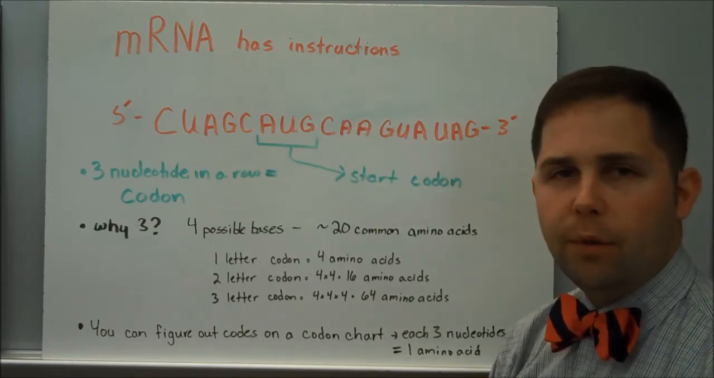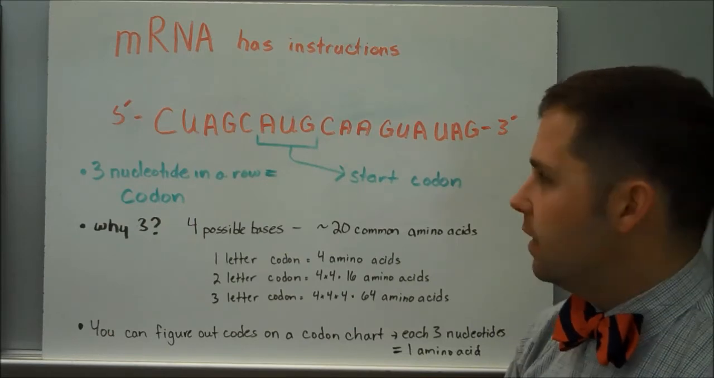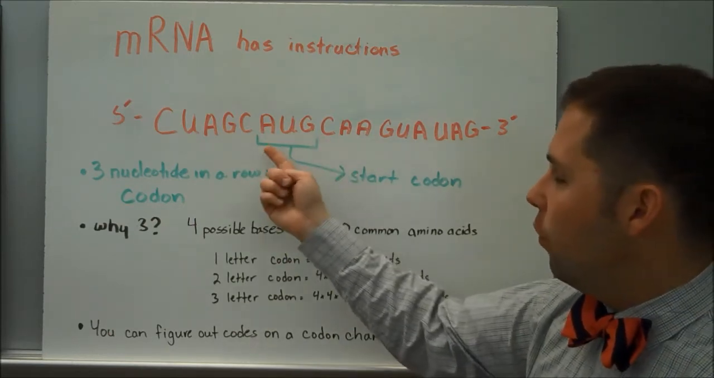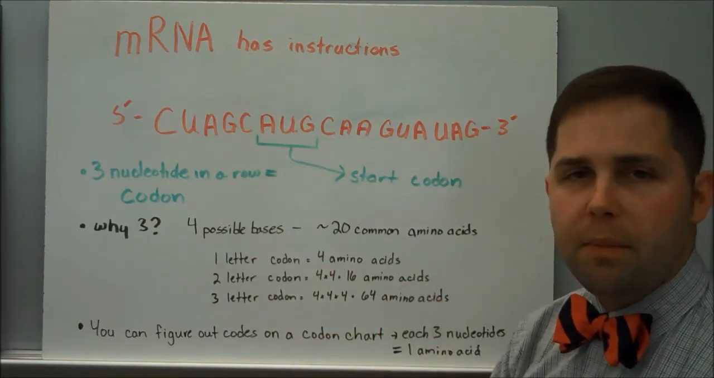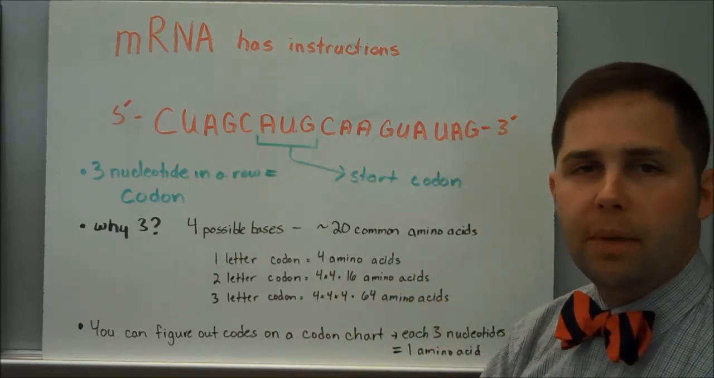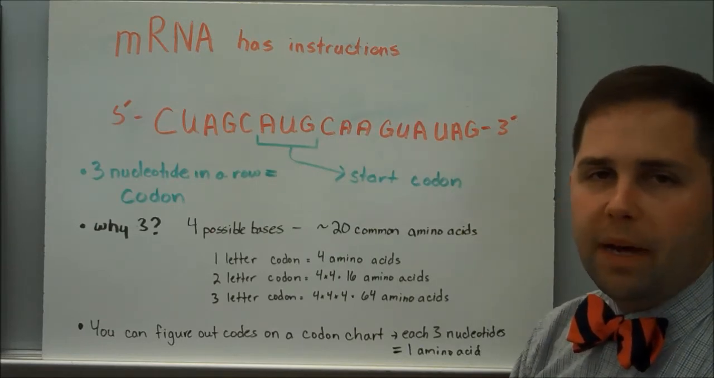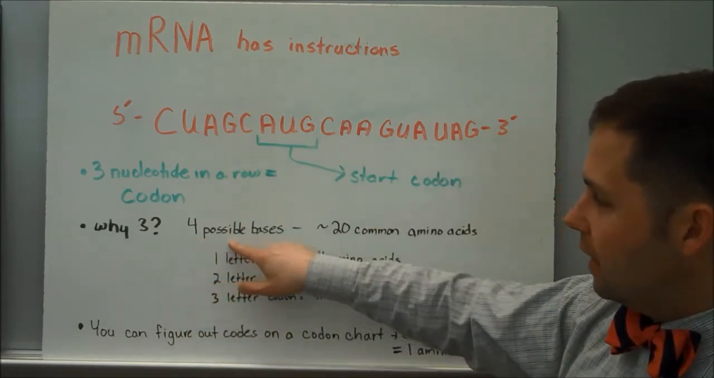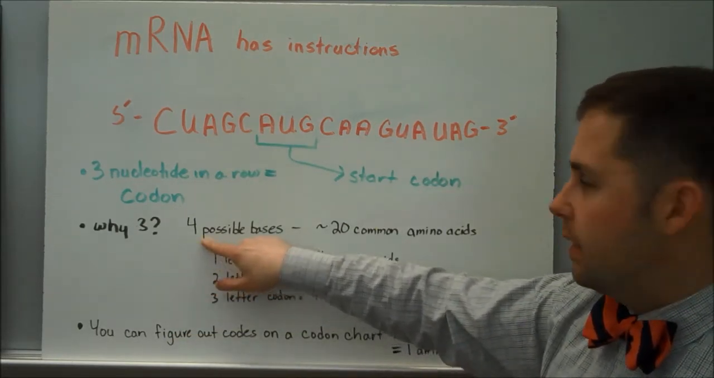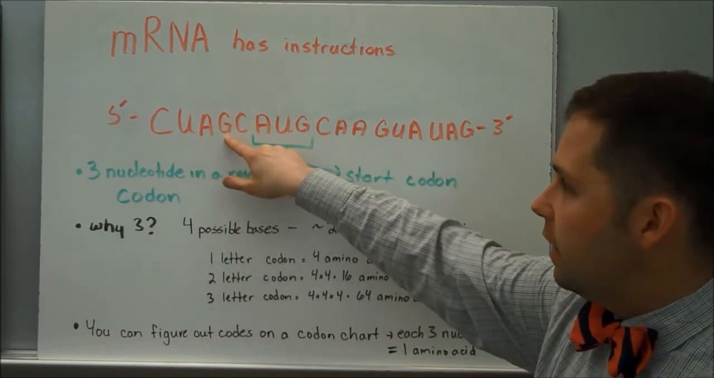Why do we go from nucleotides, where we have 4 different nucleotides, to amino acids, and we use 3 nucleotides in a row of 4 different options to make a sequence of amino acids? And so you can answer this by doing a little simple mathematical equation. So we have 4 possible bases of nucleotides. We have 4 possible nucleotides. We have U, A, G, and C.